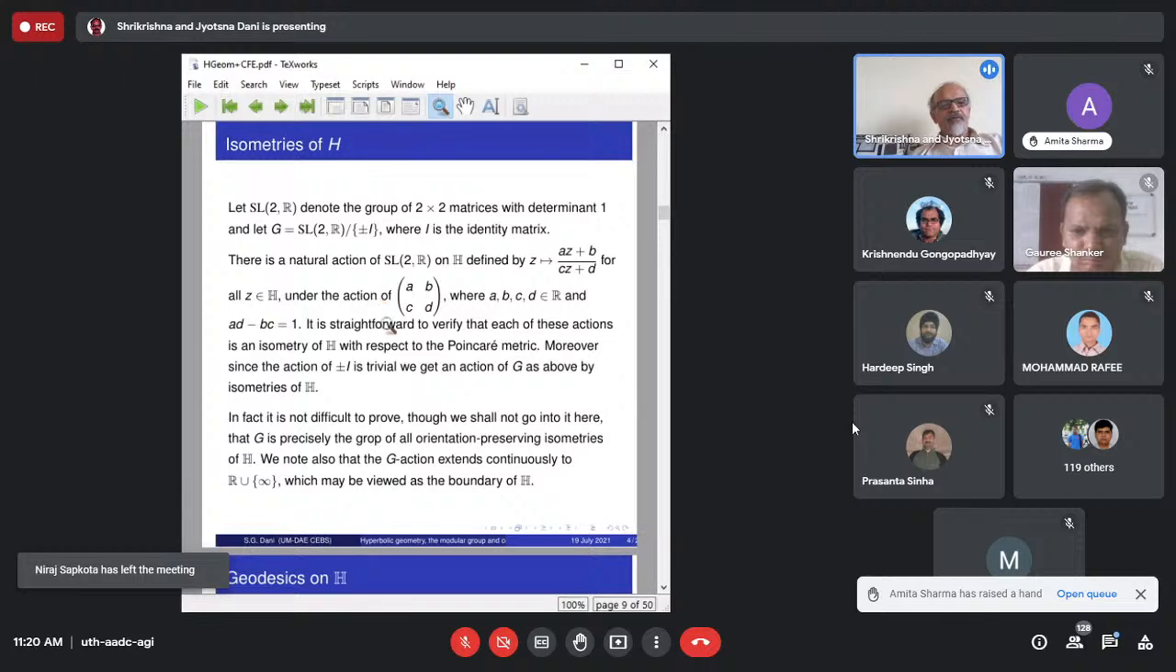So now we have the SL2R action, but the thing to note is that if I take the element minus identity, it acts trivially. It takes Z into itself. So A and D are -1 and B and C are 0. So this is the identity transformation. So this subgroup is acting trivially. It's not changing any point of the space at all under its action. So therefore I can think of this action as the action of this quotient group, which is the group of isometries.